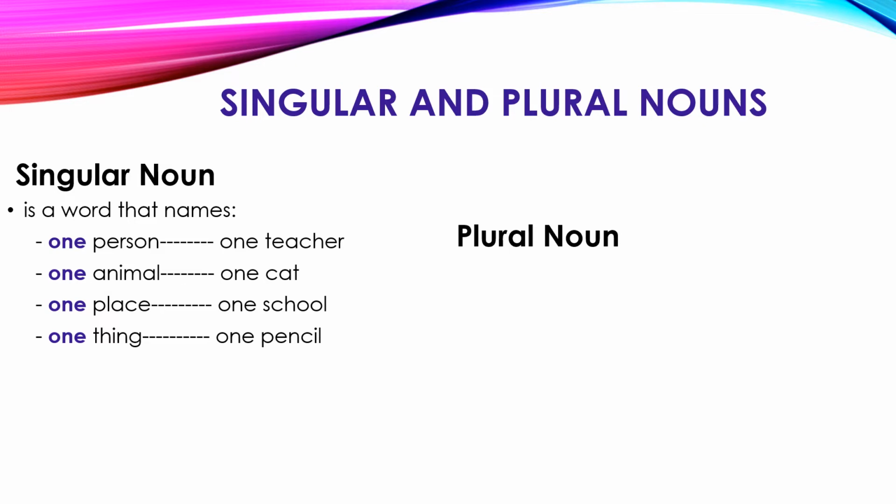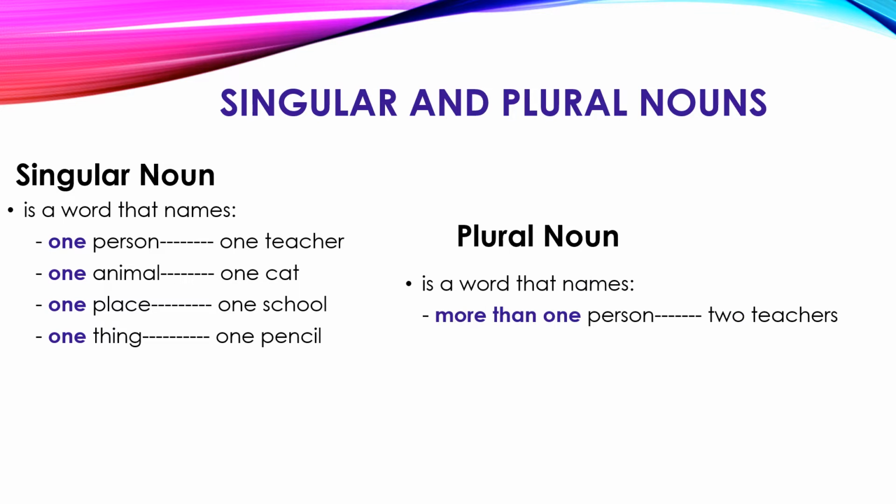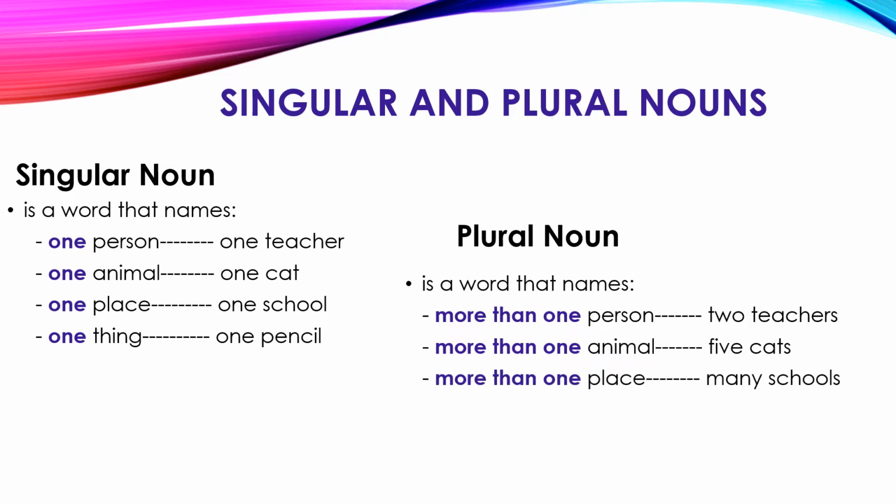Now, do you remember what a plural noun is? Yes, a plural noun is a word that names more than one person, like 2 teachers, more than one animal, like 5 cats, more than one place, like many schools, and more than one thing, like some pencils.